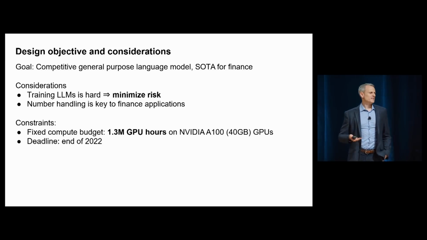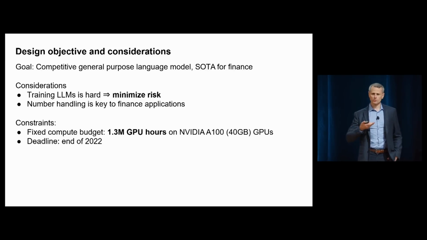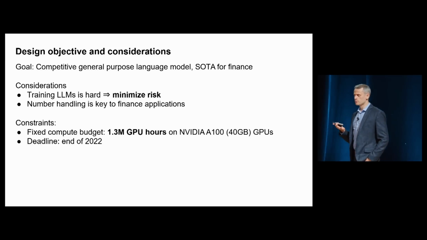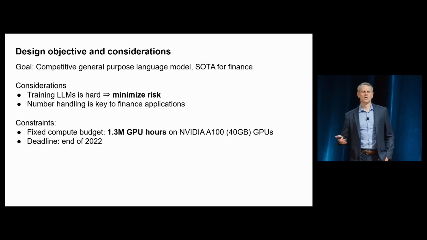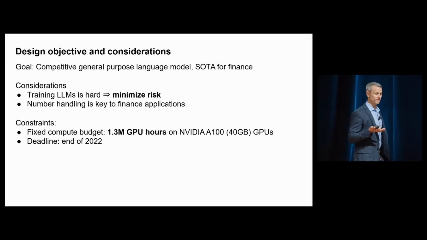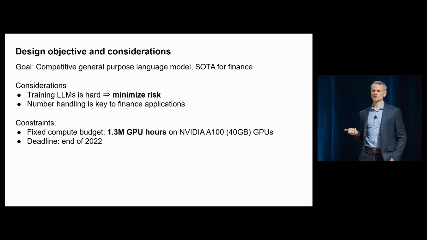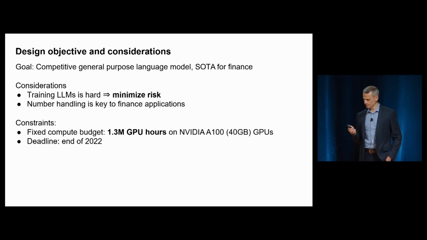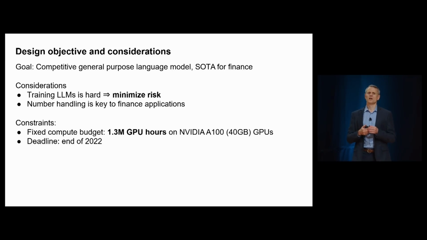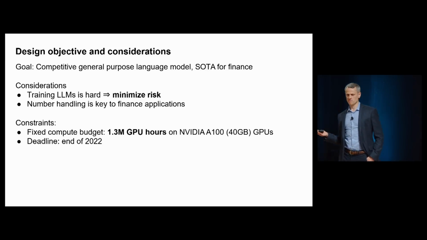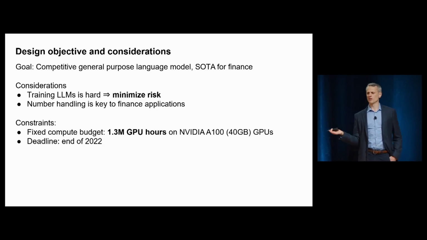So we defined success to be if we could build a model that performed about as well as what we considered our cohort of models from last year on general purpose tasks, but was performing at state-of-the-art level on finance-specific tasks, which is the domain of our specific interest at Bloomberg. As far as considerations, we knew just from reading and speaking with people that training large language models is a very risky endeavor. All sorts of money has been spent on training large language models that didn't end up performing well.